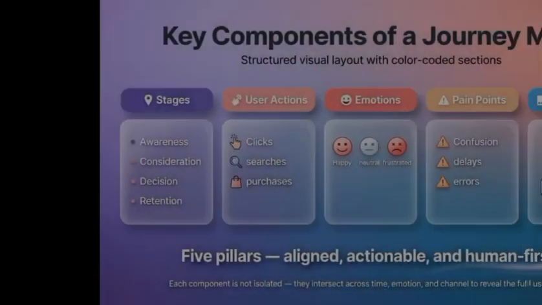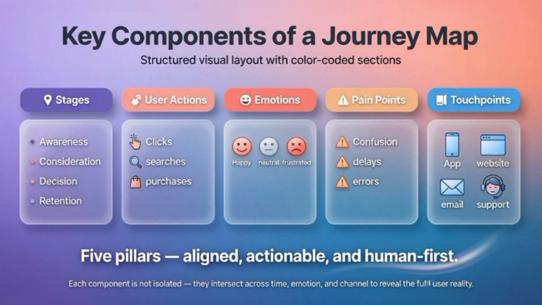A journey map includes a user persona, which describes who the user is, and a scenario, which explains what the user wants to achieve. It also includes the steps or stages the user follows, along with their emotions at each stage. In addition, it identifies pain points, which are the problems faced by the user, and finally, it highlights opportunities, where improvements can be made to enhance the overall user experience.